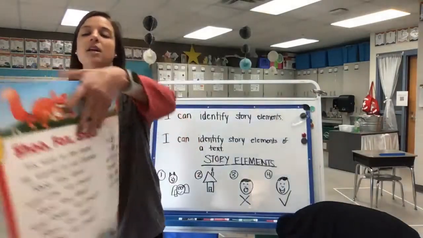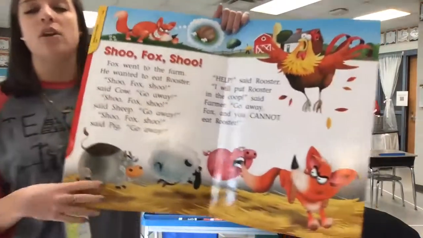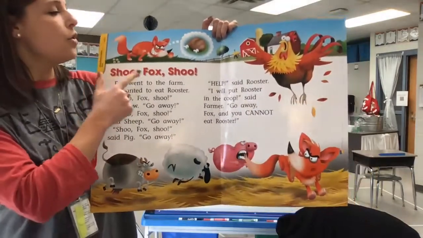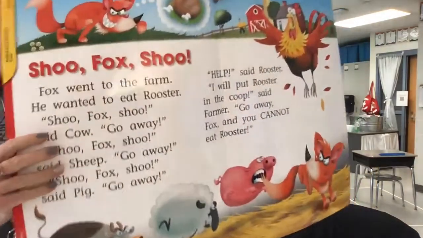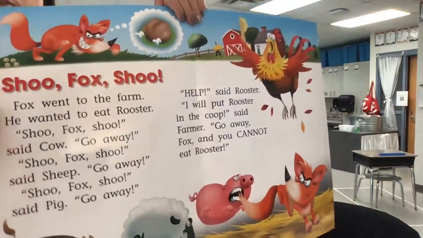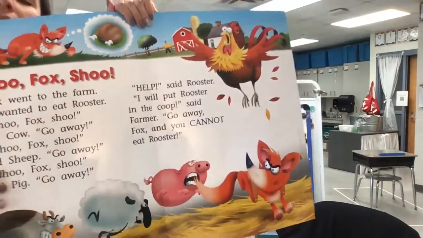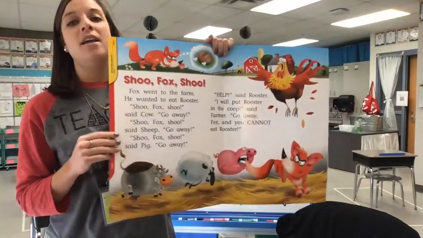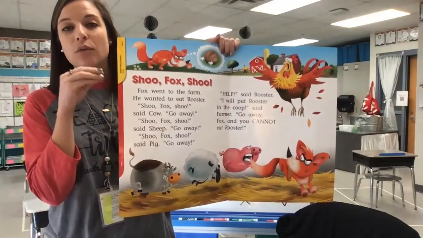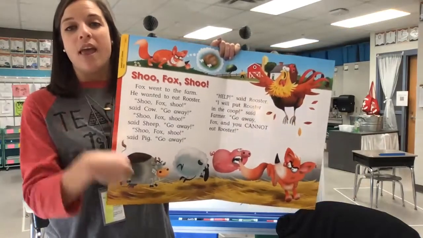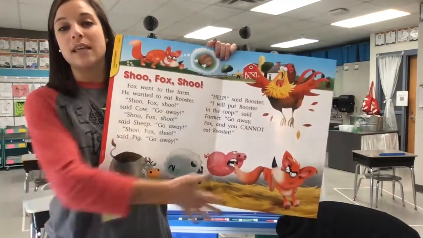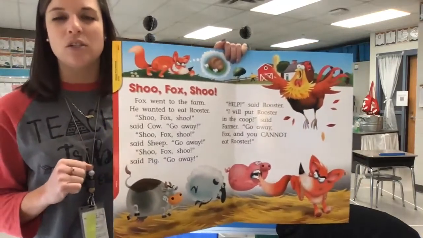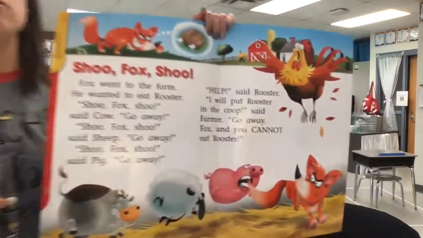Very good. Let's take a look at the other side of our poster and see if we can figure out the problem and solution in the characters and setting. This is called Shoo Fox Shoo. Ooh, I already can make a connection to this story just by looking at the fox and then the scared animals. At Christmas time, I like to read the story of the gingerbread man. And I know that there's a sneaky, sneaky little fox that tries to eat a gingerbread cookie. And these characters look scared like that gingerbread cookie. And this fox looks sly and sneaky like the fox in that story. So let's see what's in the story of Shoo, Fox, Shoo.